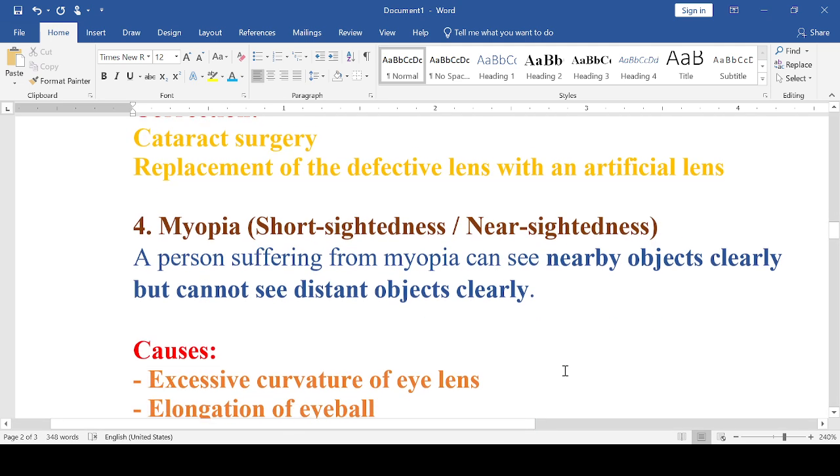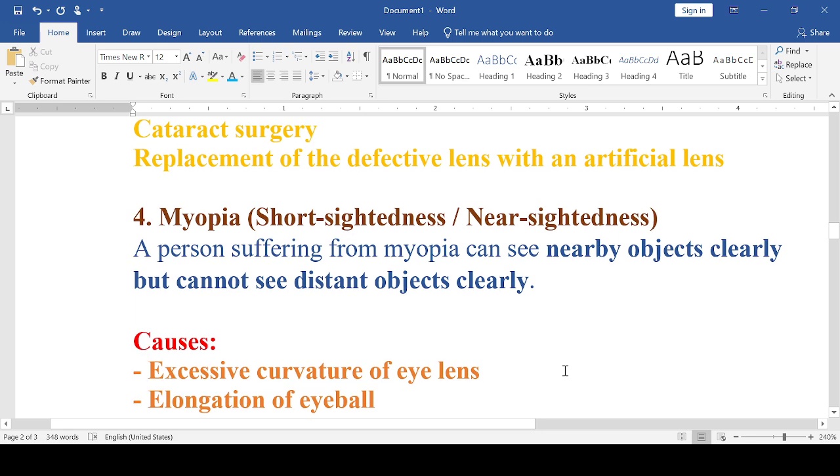Next comes myopia, short-sightedness, also called near-sightedness. A person suffering from myopia can see nearby objects clearly, but cannot see distant objects. The objects which are placed close by, he can see, but the objects which are far, he cannot see.